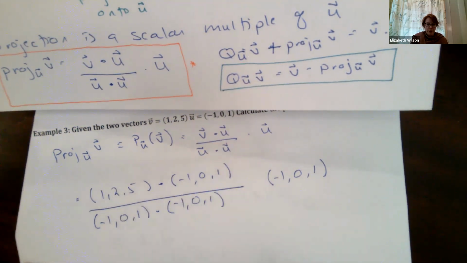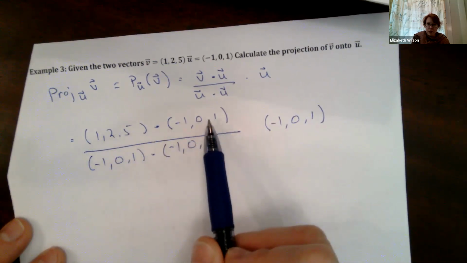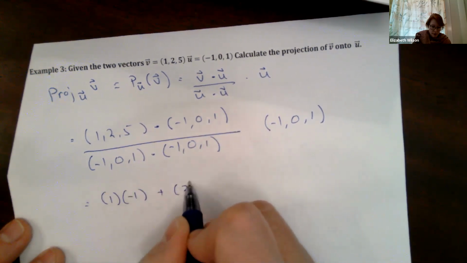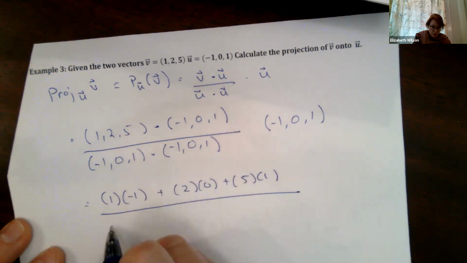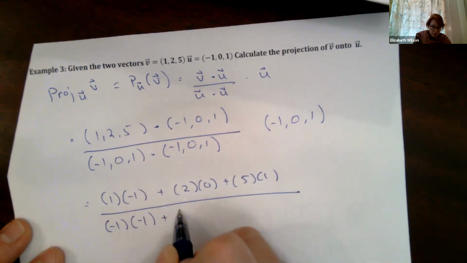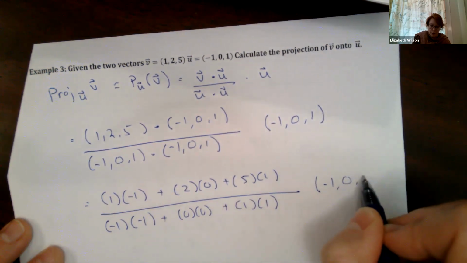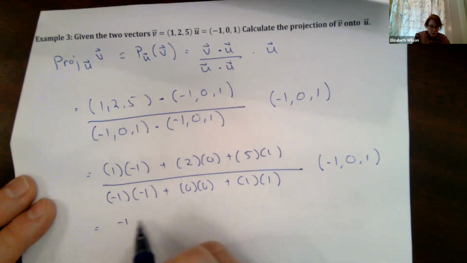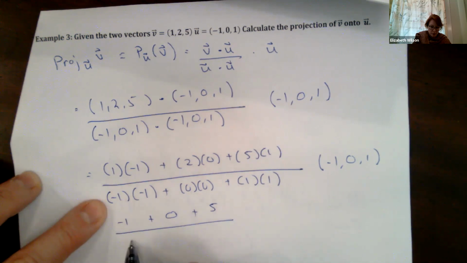So let's go ahead and do our dot product. Remember, with the dot product I multiply corresponding components together and add them up. So this is going to look like 1 times minus 1, plus 2 times 0, plus 5 times 1, divided by, I'm going to do the dot product down here, corresponding components, minus 1 times minus 1, plus 0 times 0, plus 1 times 1. And that whole thing is multiplied by my components for u. So this is 1 times minus 1, that's a minus 1, plus 2 times 0, plus 5 times 1, all over 1 times minus 1, that's a positive 1, plus 0, plus a positive 1.